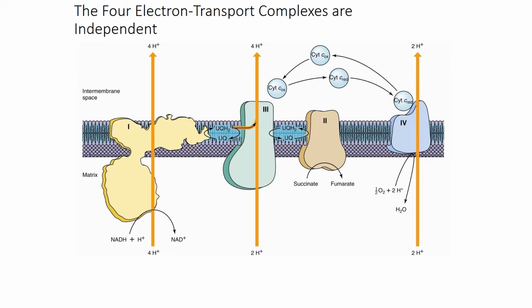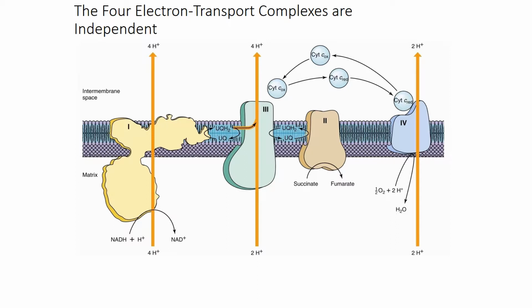So now we're going to take a look at the complexes that are in the electron transport chain. Four electron transport complexes are independent of one another. There's no evidence that they associate with one another in the membrane. However, three of them contribute to the proton gradient that drives protein synthesis. And you'll see that complex 1 pumps protons to the intermembrane space, as does 3 and 4.